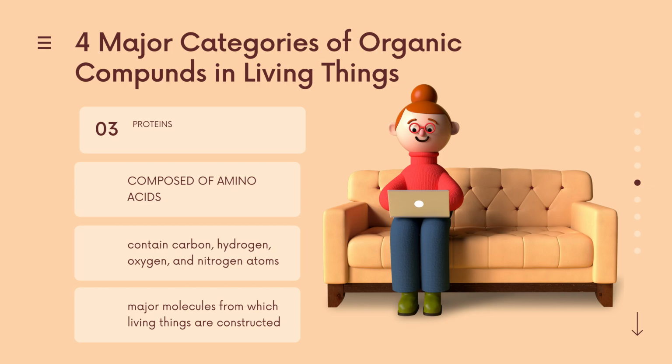What's the importance of proteins? Number one is that all living organisms depend on proteins for their existence. Why? Because proteins are the major molecules from which living things are constructed. In other words, these are the basic structural unit of living organisms. Proteins are also found as supporting and strengthening materials in tissues outside of the cells. Examples of which are bones, cartilage, tendons, and ligaments. These are all composed of proteins.